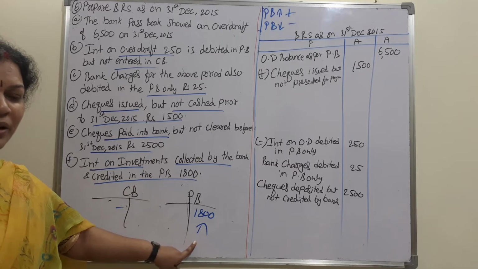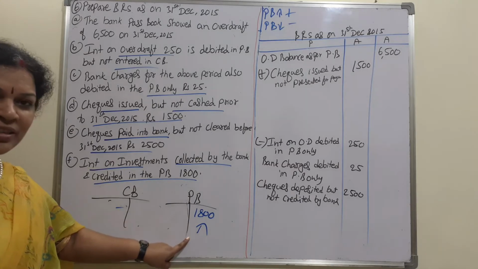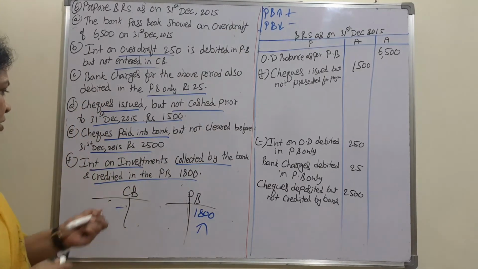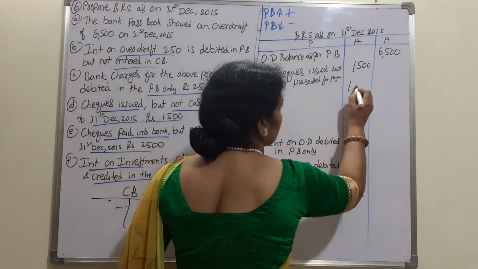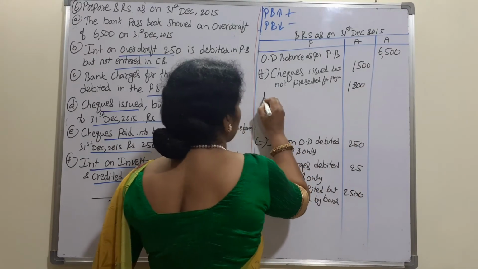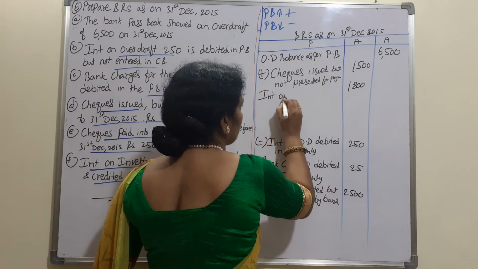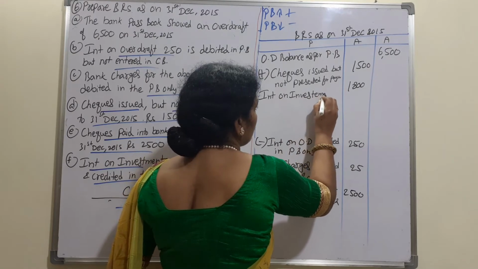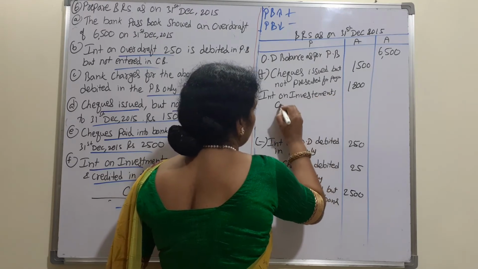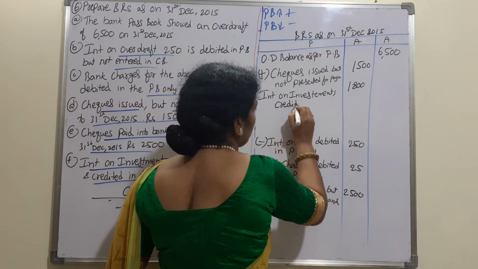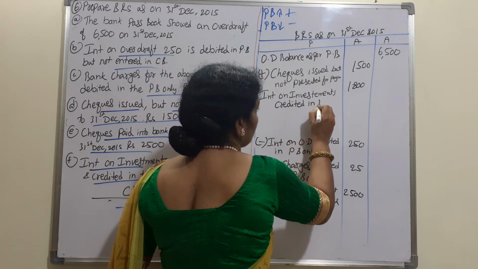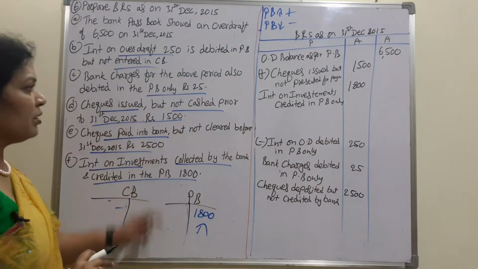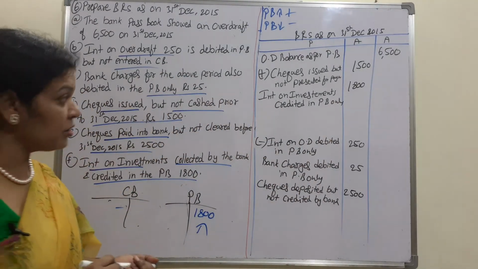Credit side means passbook value is increasing. When passbook is increasing, we have to add. So we'll add this 1800 in interest on investments, credited in passbook only. Over all the transactions, then we'll close this.